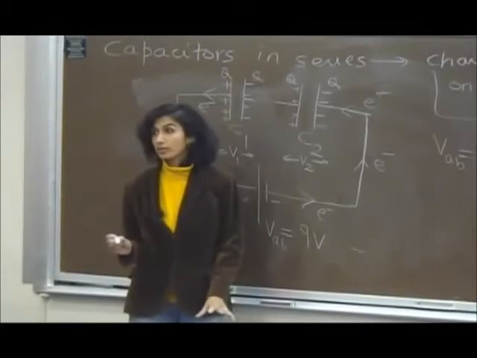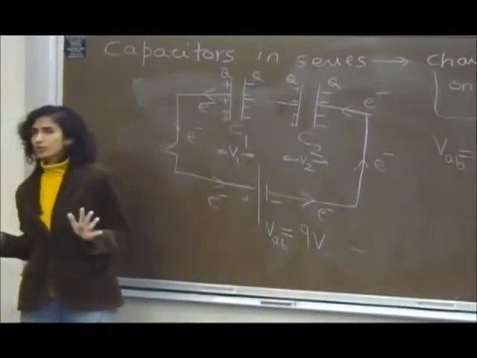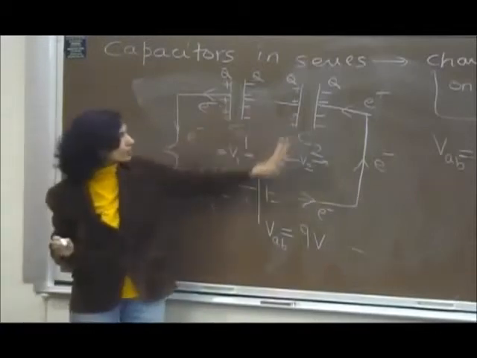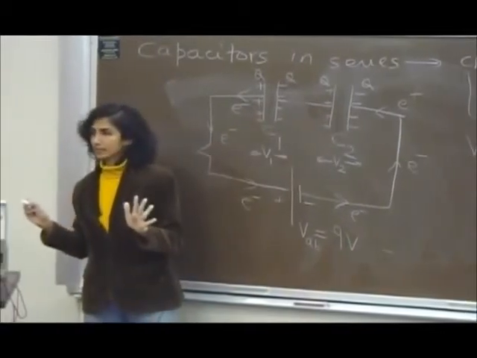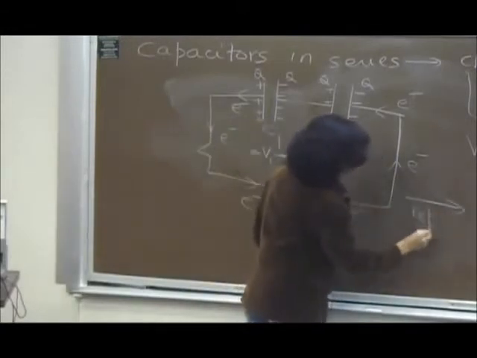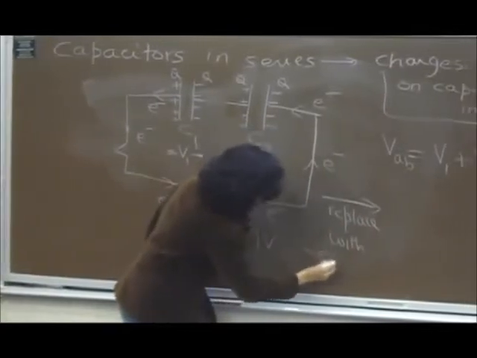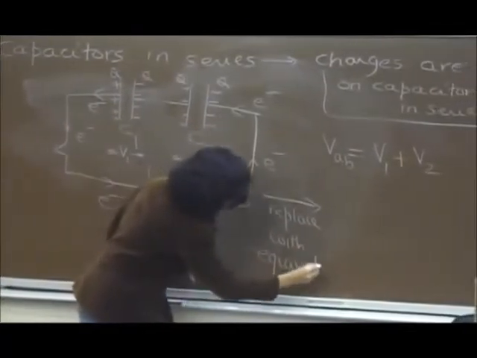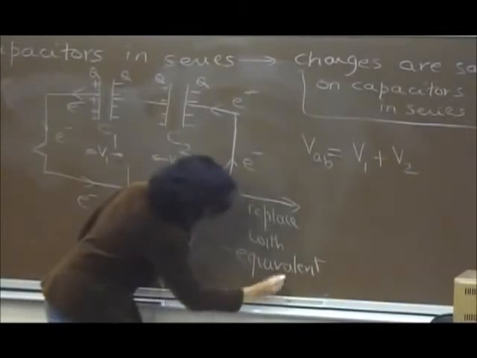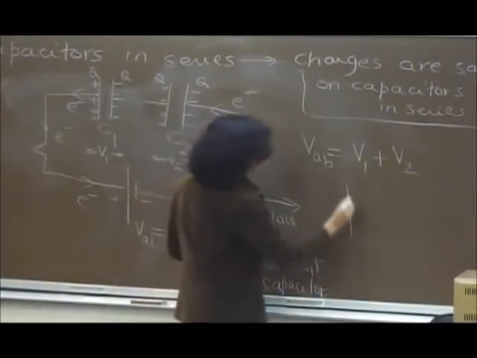That's an important thing to remember. Okay, now what is our goal here? What I want to do is replace these two capacitors with one single capacitor. Okay, so I want to replace them with an equivalent capacitor. And what do I mean by an equivalent capacitor?